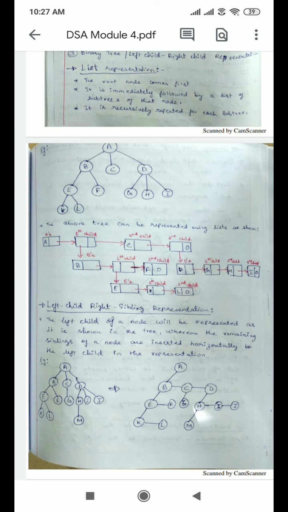When you represent left child right sibling representation, what happens? Whatever is connected to the root node will be connected horizontally to the child node. See here, C and D are connected to the root node A, but they are connected to what? B is connected horizontally to C, C is connected to D. This is how you can represent it horizontally when you make the representation.